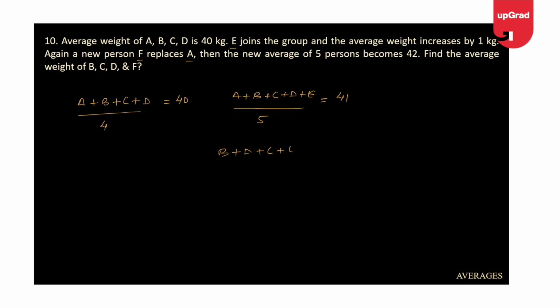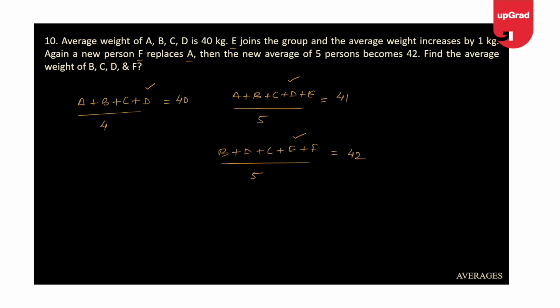Do not worry about the order because that does not bother me at all. It's anyways a sum. And the new average of the 5 persons becomes 42. So these are the 3 changes that have happened. Firstly, the average of ABCD was 40, then ABCD and E becomes 41, and this time A got removed and F got added and the average becomes 42.